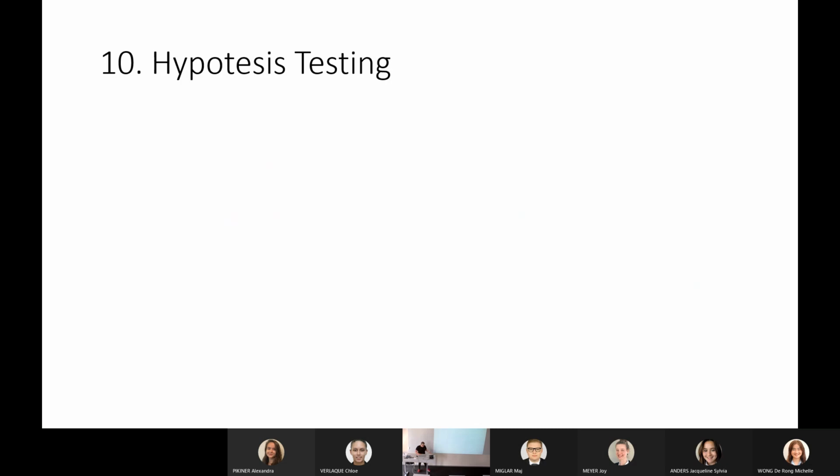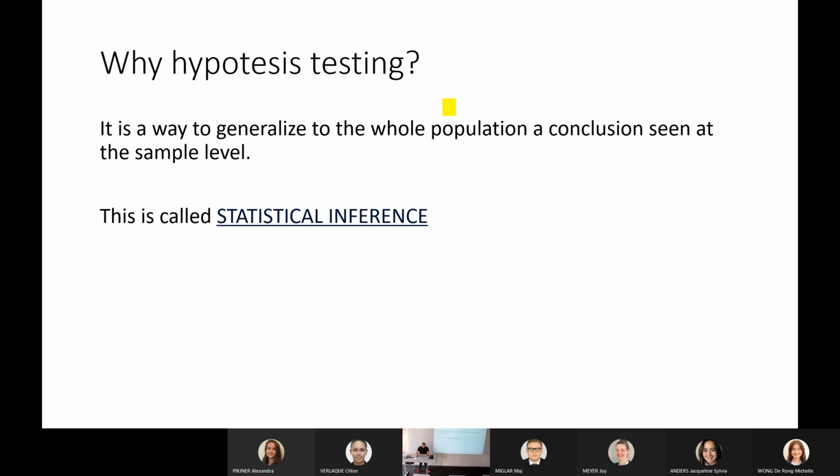Hypothesis testing is the next chapter that we will look at today. It's a way to generalize to the whole population. We have a conclusion at the sample level, but we want to see if this conclusion is applicable for the whole population. And this is called statistical inference.